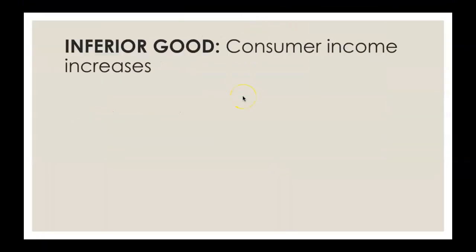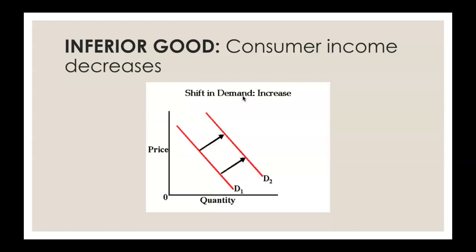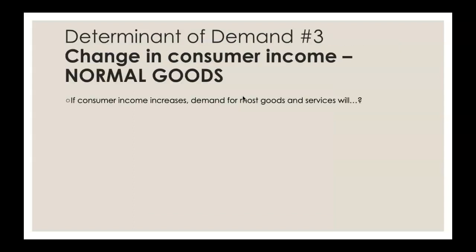All right, so again, as consumers have more money to spend, they actually buy less of inferior goods. And as consumers have less money to spend, they actually buy more of inferior goods, and demand shifts to the right. And so that's what kind of relationship?